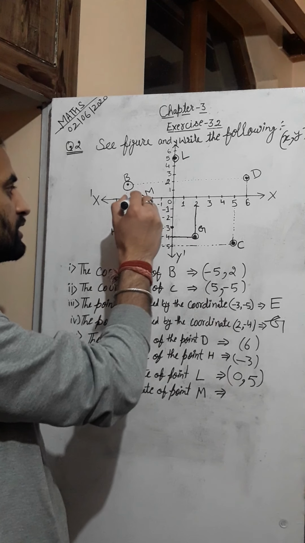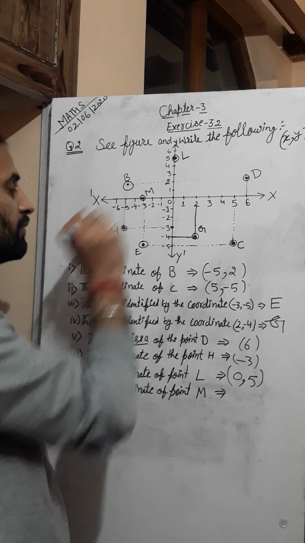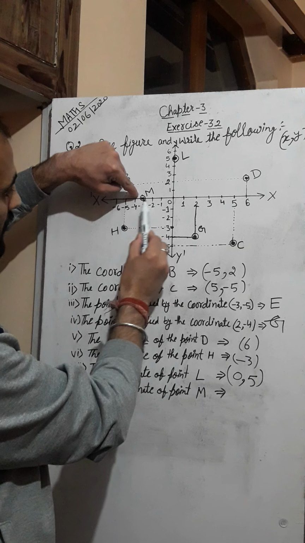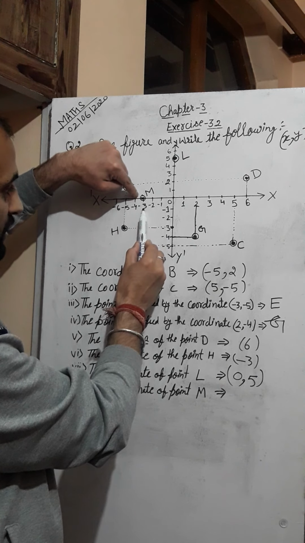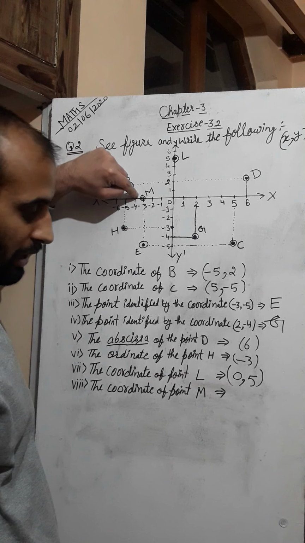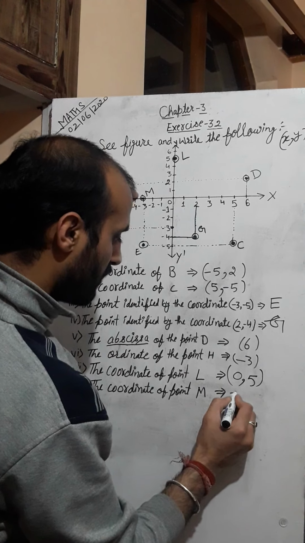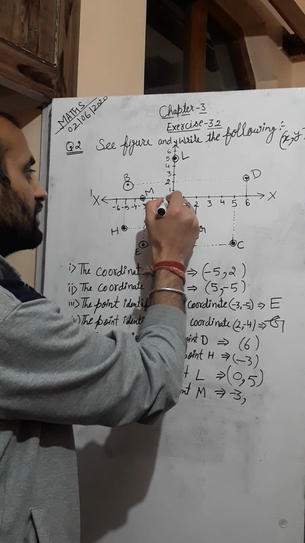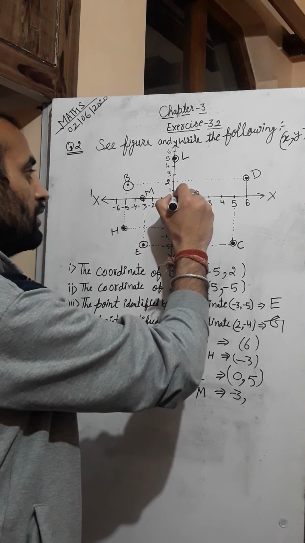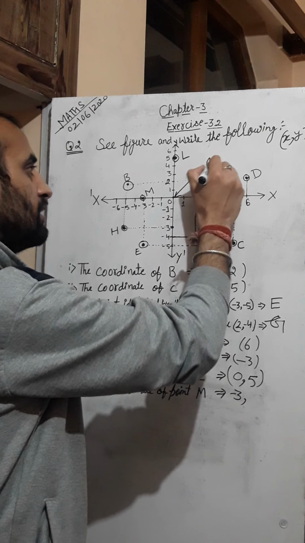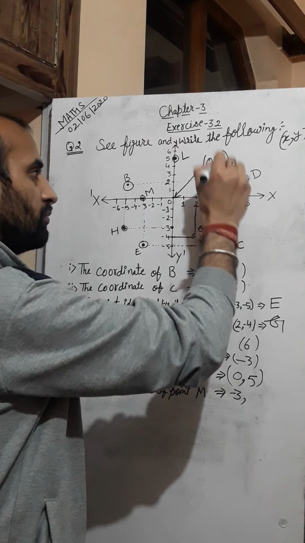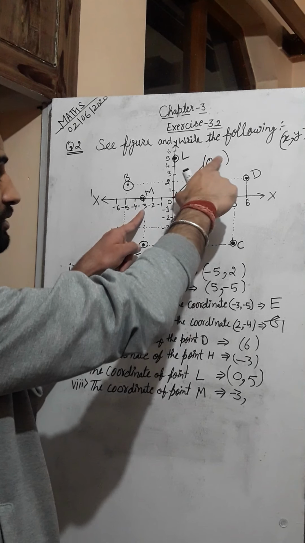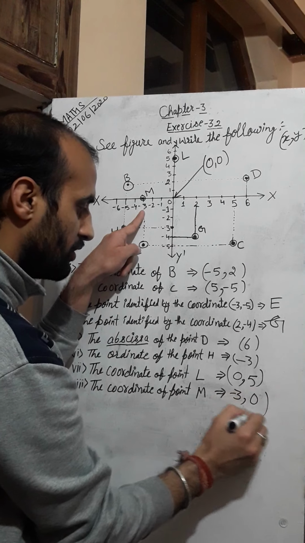Next question asked to you is the coordinates of point M. Where is point M first? Here is your point M. On this side we have the x value minus 3, but we don't have a y value here. That means we can write minus 3, and if y is not given, as I told you in the previous video also, the origin represents 0, 0. So if x is minus 3, then y is 0.